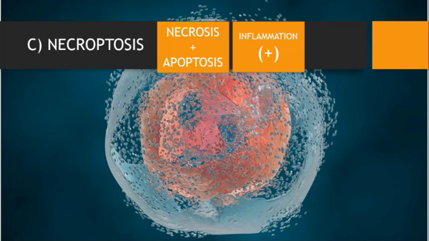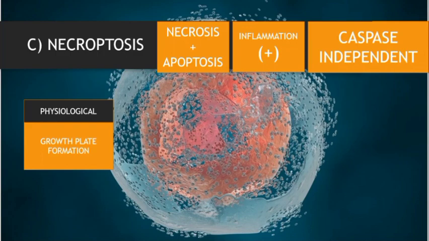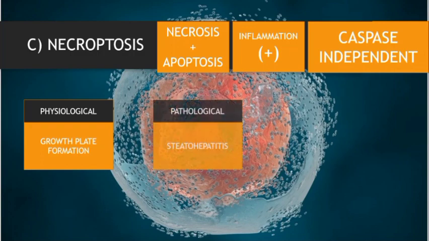In apoptosis, there was caspase dependent programmed cell death. But in necroptosis, it's caspase independent programmed cell death. Just like apoptosis, necroptosis can be physiological or pathological. The physiological example is growth plate formation. You would have seen the growth plate in the bones. Then the pathological example is steatohepatitis.